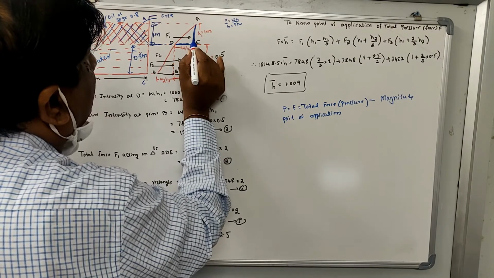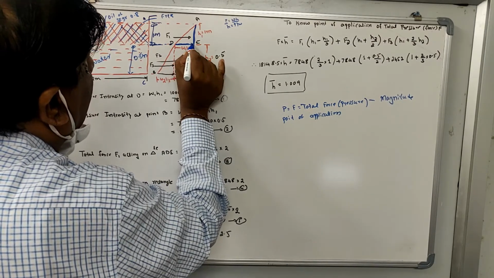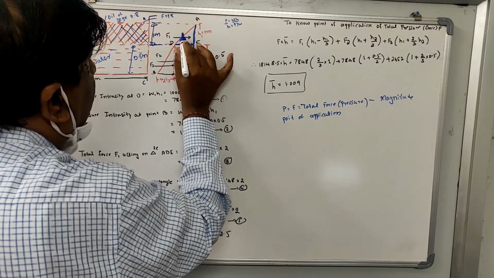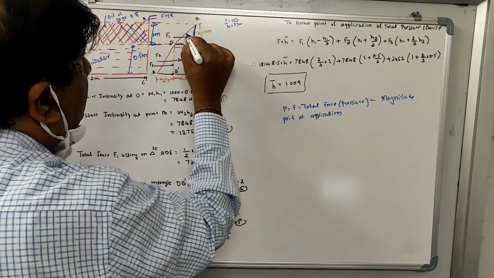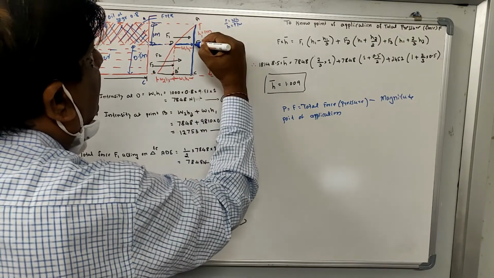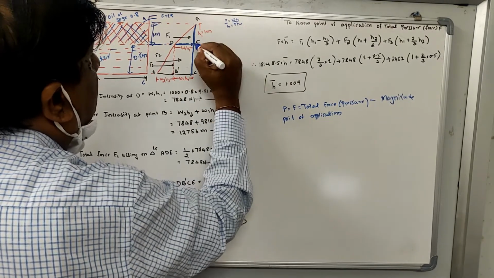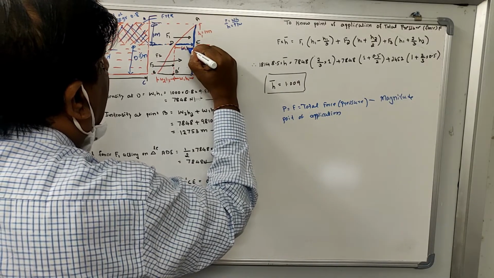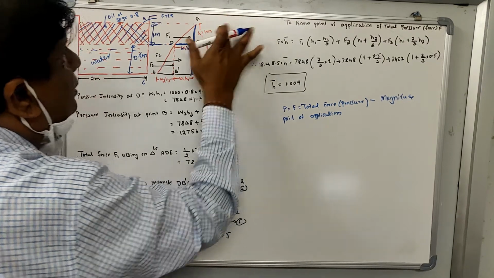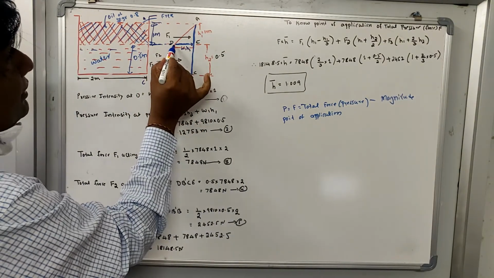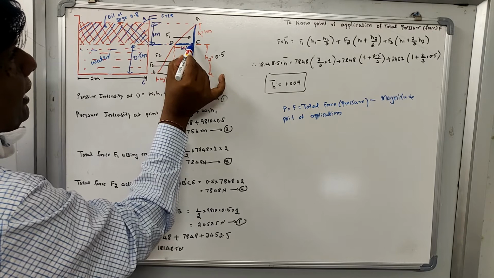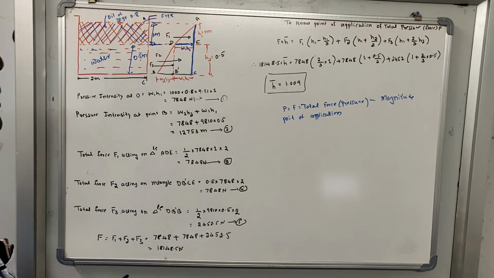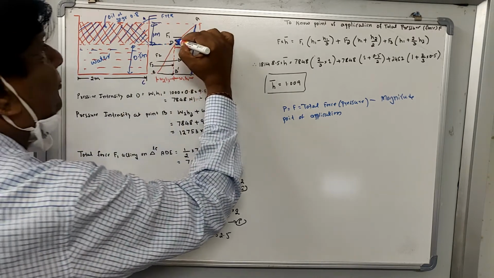The pressure intensity at level DE is equal to the unit weight of this fluid multiplied by this height, that is H1. So W1 H1 gives you the pressure intensity at the level DE. Okay. Then next, from this point.